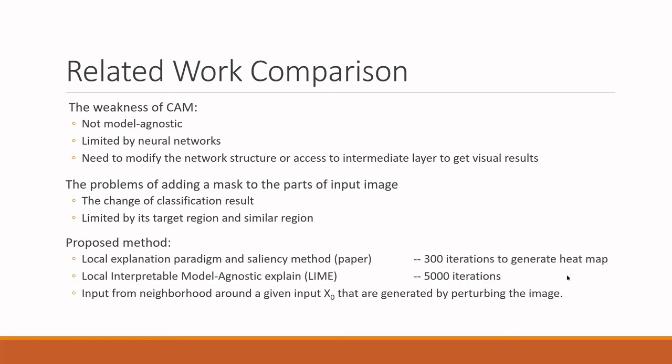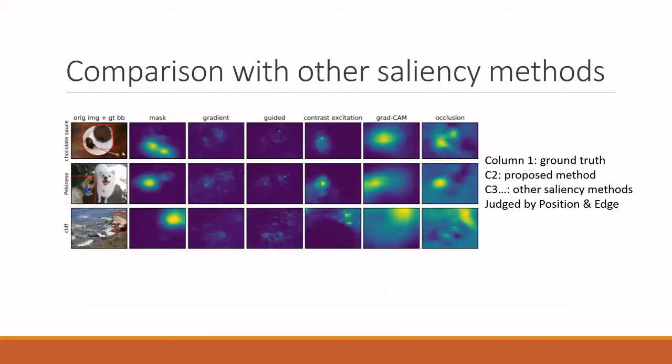The local explanation paradigm and the saliency method proposed in this paper are related to the LIME framework because both methods use information about the input x0 and the output from the label of x0. x0 is generated by perturbation. However, NIM needs 5,000 iterations to converge to get a heat map, and the method in this paper only needs 300 iterations.